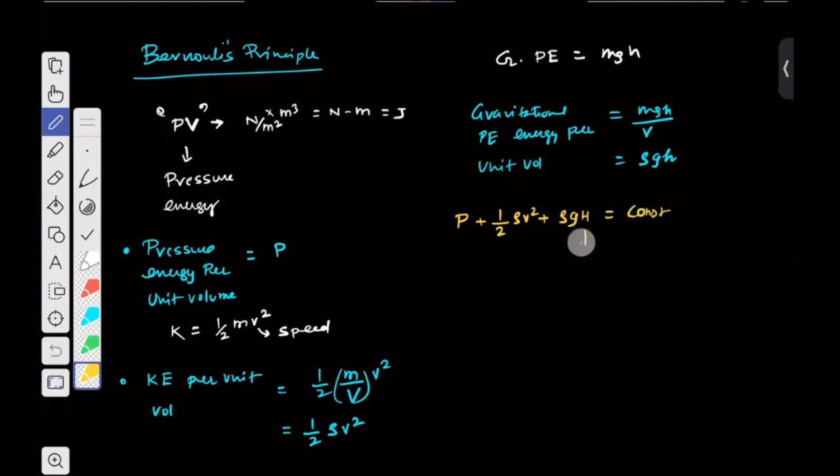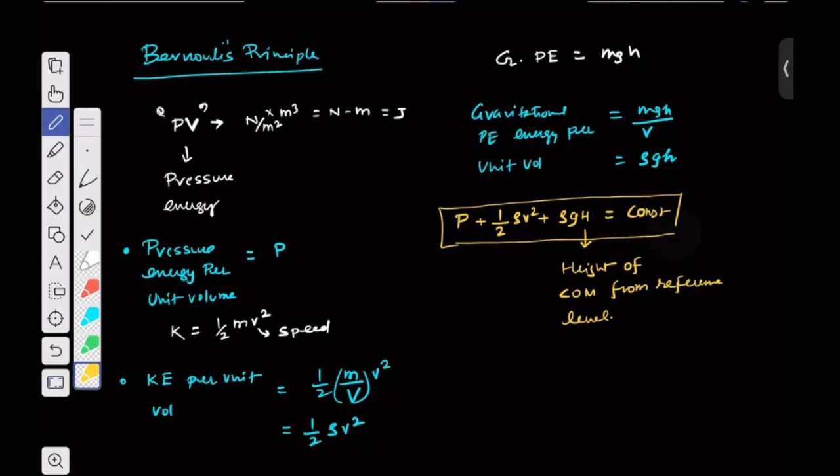And just I'll tell you what h is. h is the height of the center of mass from the reference level. Wherever we decide to have our reference level, that is totally our choice. But once we define that, we must consider the height of the center of mass of the cross section from that taken reference level. This is Bernoulli's principle. We'll prove it as well. Just I'm telling you the statement here, and also the condition under which we apply it.